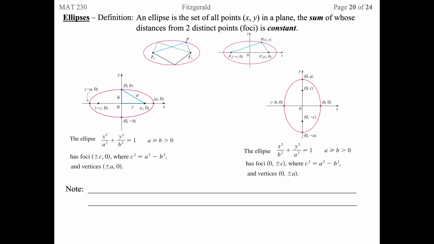All right, let's talk about the conic section of the ellipse. By definition, an ellipse is a set of all points x, y in a plane, the sum of whose distances from two distinct points, known as the foci, is a constant.